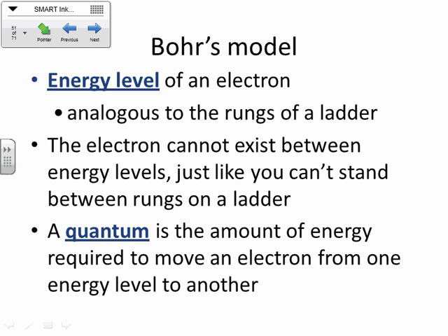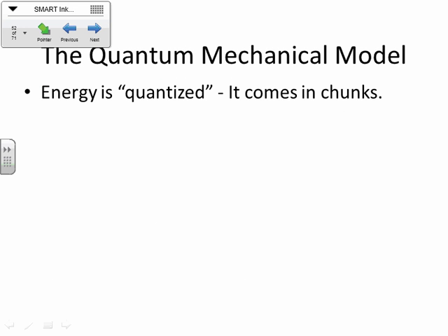And then he, along with a couple other scientists, defined quantum as the amount of energy that's needed to move an electron from one energy level to another. Another scientist coined the term quantum, but he used it for atoms. Okay? So that's basically exactly how much energy it takes to make that electron jump up to a higher energy level. Okay, and then we got the quantum model.